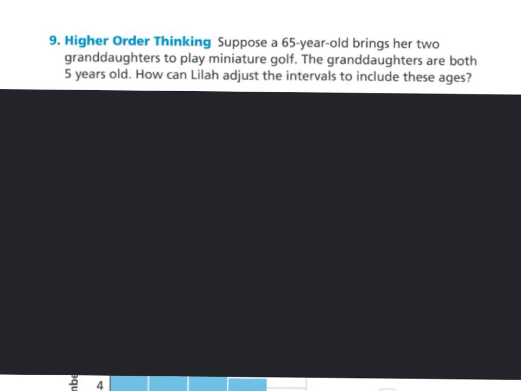Number 9, suppose a 65-year-old brings her 2 granddaughters to play miniature golf. The granddaughters are both 5 years old. How can Lila adjust the intervals to include these ages?